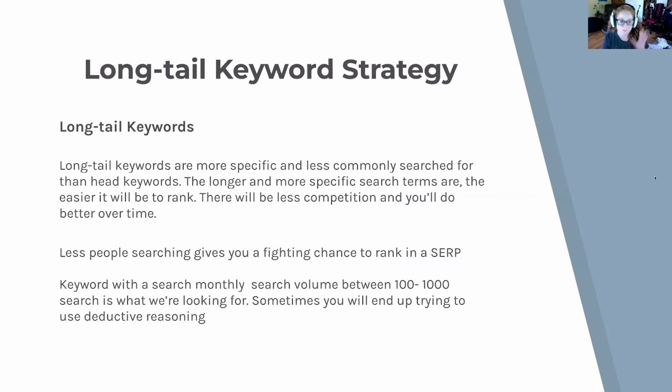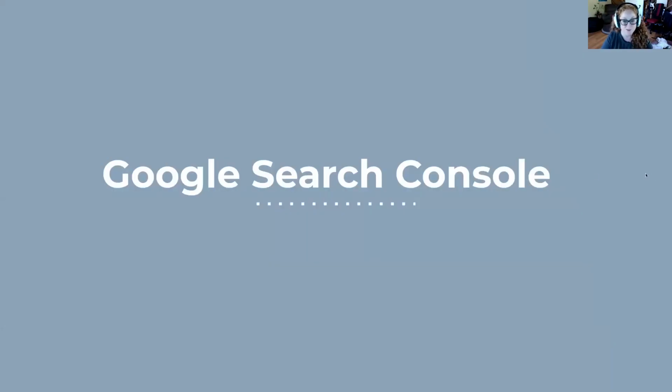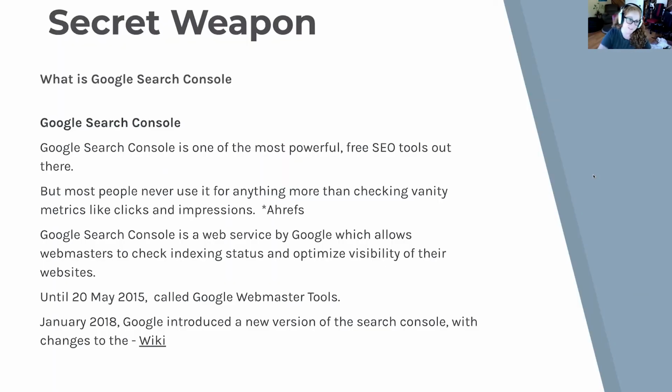But before we do, remember, we're always looking for long tail keywords. It's long tail keyword strategy. So we're looking for low competition and search volume. We want high search volume for small businesses, picking a keyword between 100 and 1,000. Now, this is related to the Google Keyword Planner, so we'll get into that later. And if we have time, we'll look at that today. So Search Console, secret weapon.